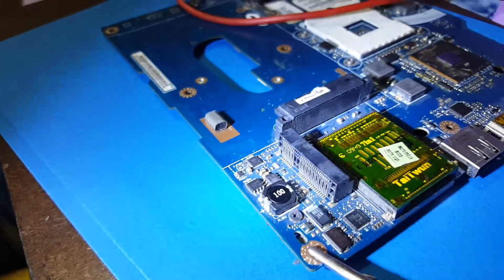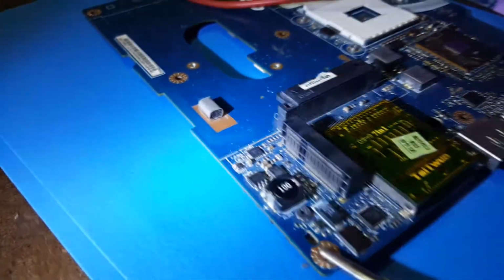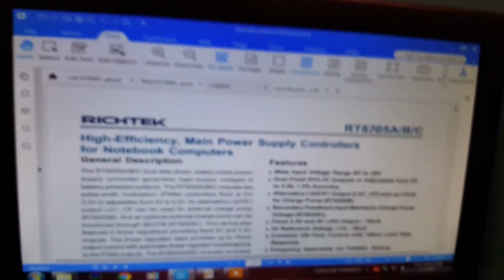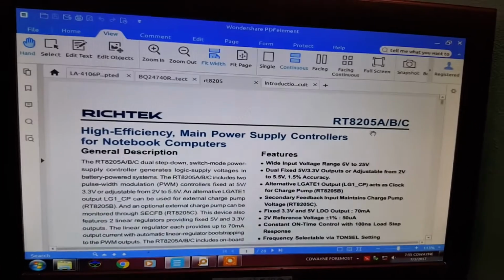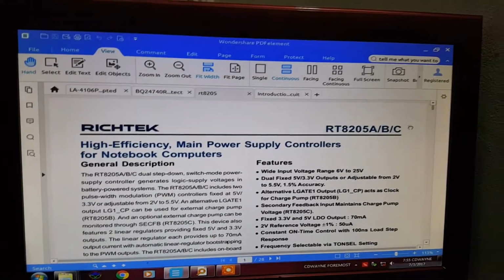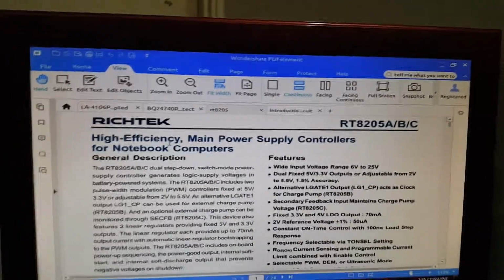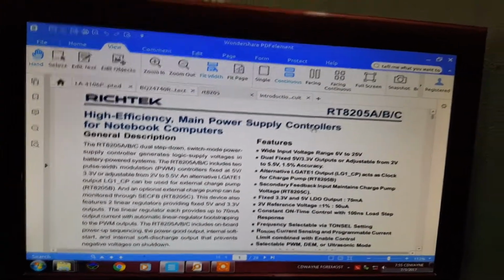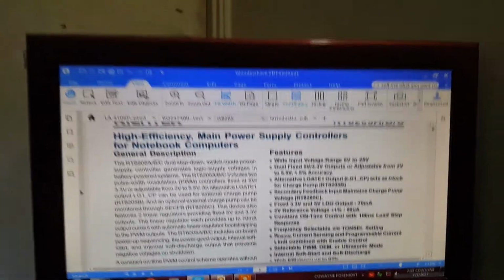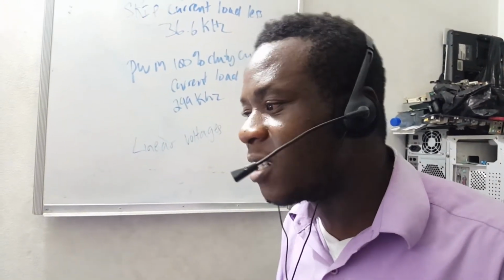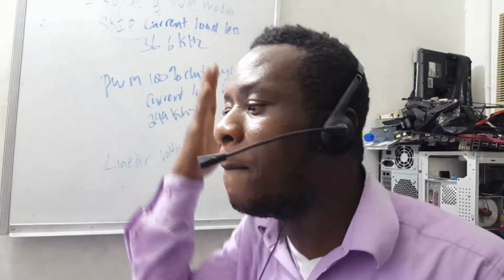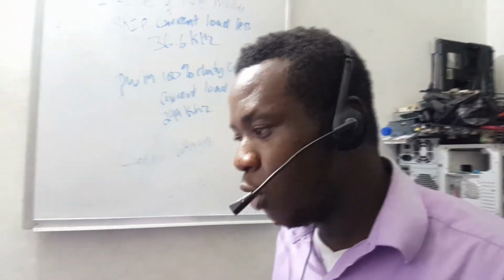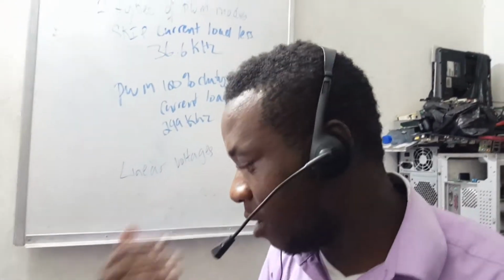I also have here the data sheet of this IC, which is the RT8205A. You have B and C, right? And it says it's a high efficiency main power supply controller for notebook computers, right? So the RT8205A, B and C is a dual step down. You know what that means? You know what dual means? It is a dual pulse width modulation circuit. One for 5V and one for 3.3V, right?